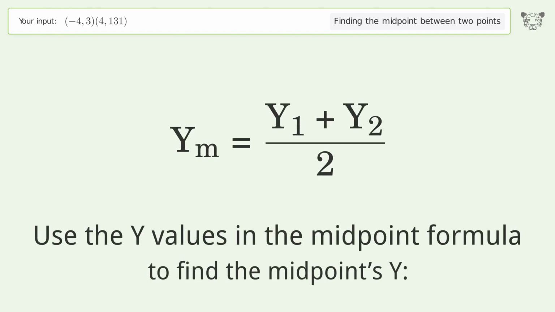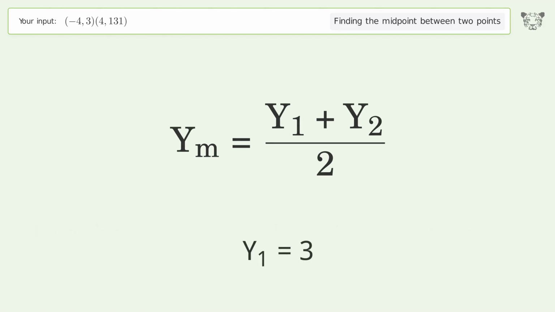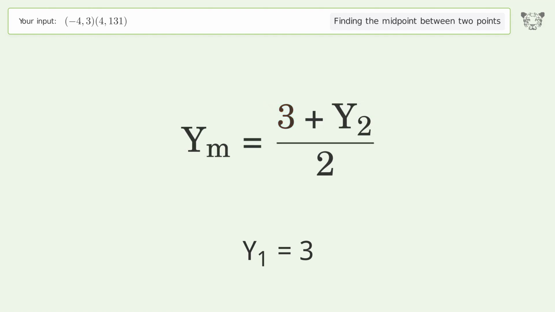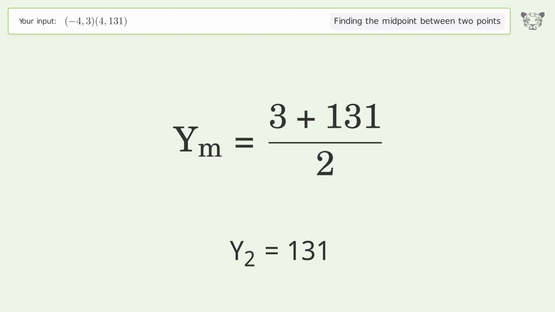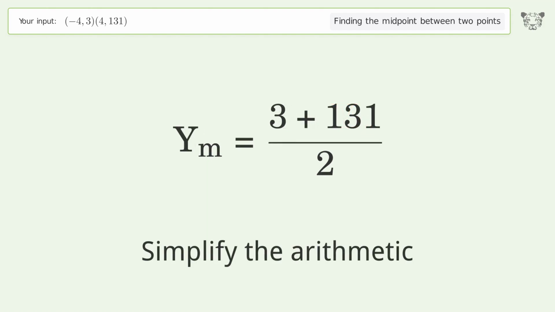Use the y values in the midpoint formula to find the midpoint's y. y1 equals 3. y2 equals 131. Simplify the arithmetic.